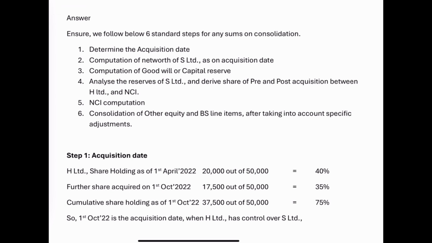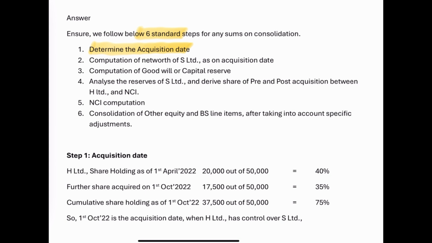So to prepare the consolidated financial statement, I suggest we usually follow a 6-step approach. These are the 6 steps. We can even call these standard steps, because almost all similar sums can be answered, or we can do the consolidation, by following these 6 steps. The first step is to determine the acquisition date. Let's see how in this example the acquisition date should be determined.